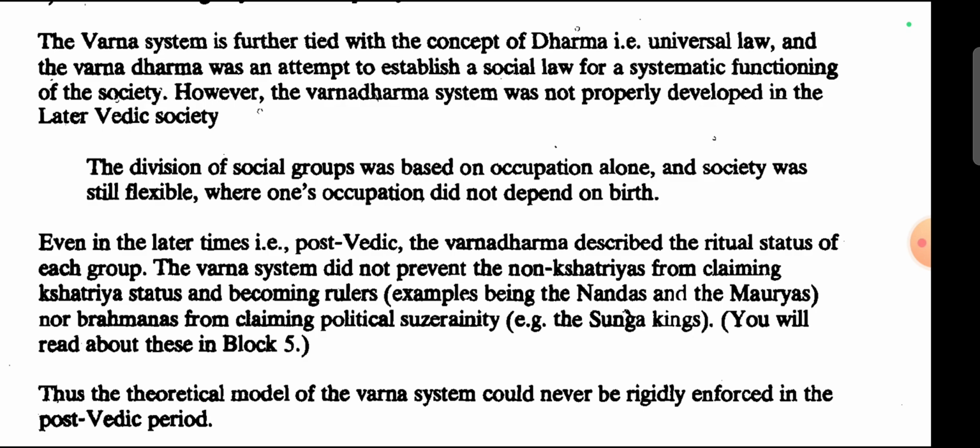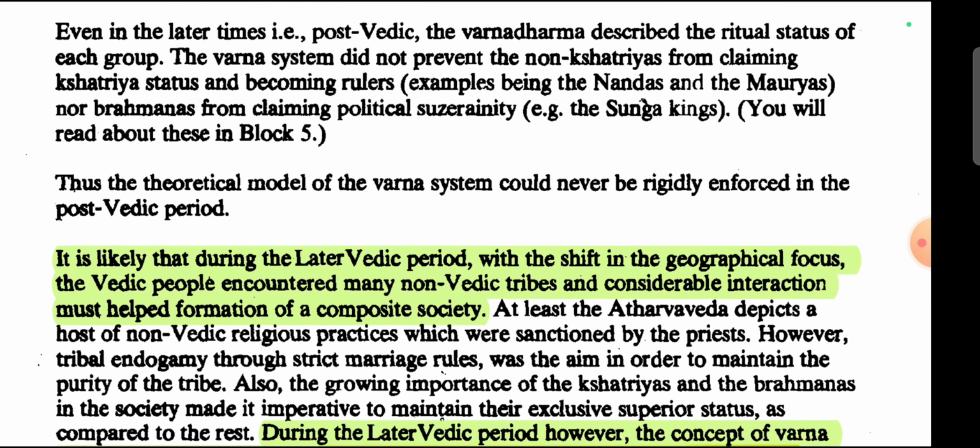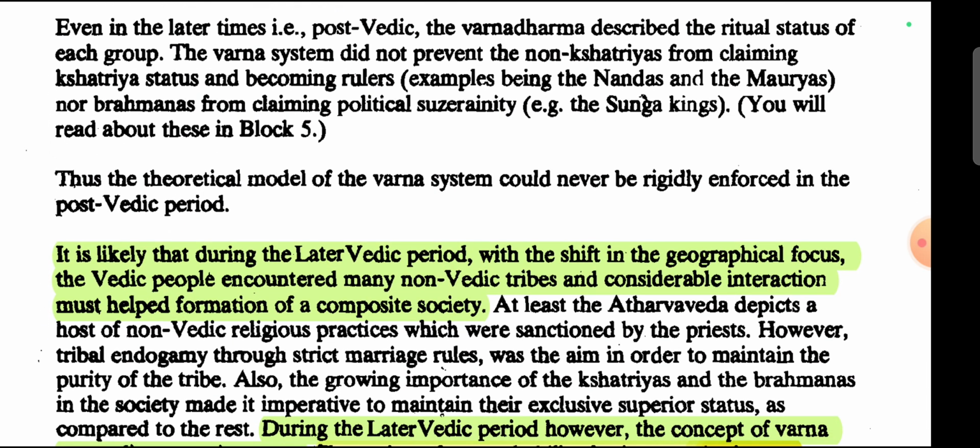However, the Varna dharma system was not properly developed in the later Vedic society. The division of social groups was based on occupation alone, and society was still flexible, where one's occupation did not depend on birth. Even in the later times, that is post-Vedic, the Varna dharma described the ritual status of each group. The Varna system did not prevent the non-Kshatriyas from claiming Kshatriya status and becoming rulers, examples being the Nandas and the Mauryas, nor Brahmins from claiming political suzerainty, for example, Sangha King. Thus, the theoretical model of the Varna system could never be rigidly enforced in the post-Vedic period.